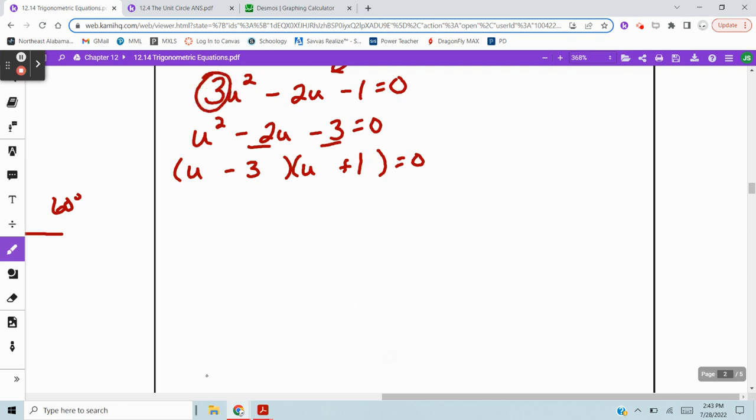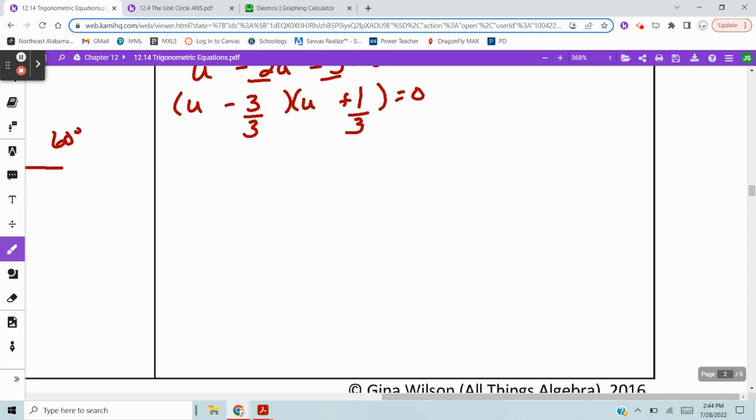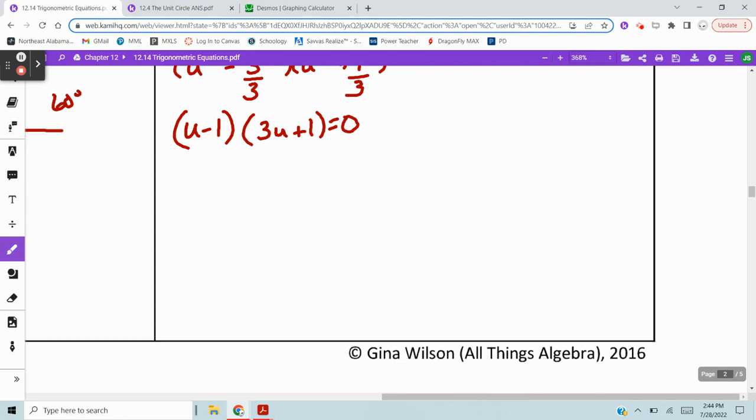Ask yourself what you moved, and it was a 3, so let's divide both of these values by 3. And you get u minus 1, and move the 3 back up. That'll be 3u plus 1. Now this one's going to be a little different. So set them each equal to 0, and you're going to get u is equal to 1, or u is equal to negative 1 divided by 3.